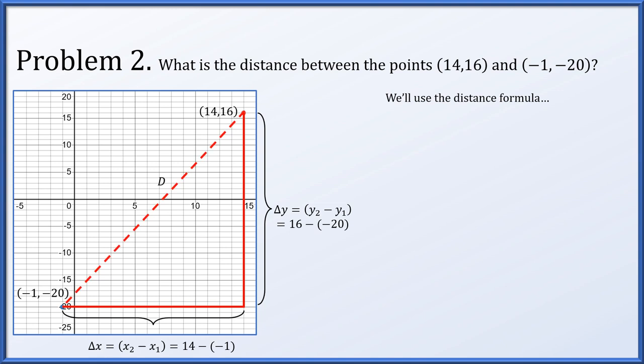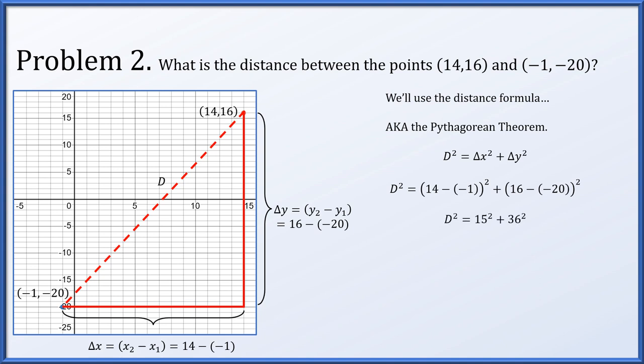The distance between them is now the hypotenuse of a right triangle because the Pythagorean theorem is the same thing as the distance formula. So d squared is delta x squared plus delta y squared, which is 15 squared plus 36 squared. So d squared is 1,521, so d must be the square root of 1,521, which happens to be exactly 39.